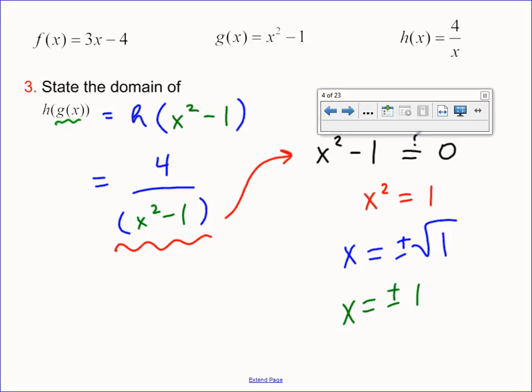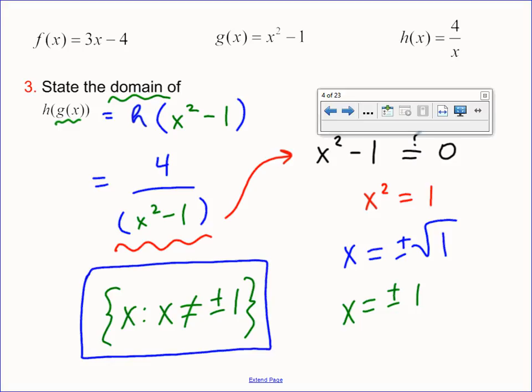But my final answer was, what's the domain? So we want to list that in set builder notation. So we'd say the domain then, the domain is the set of all x's such that x doesn't equal positive or negative 1. And that would be our final answer.